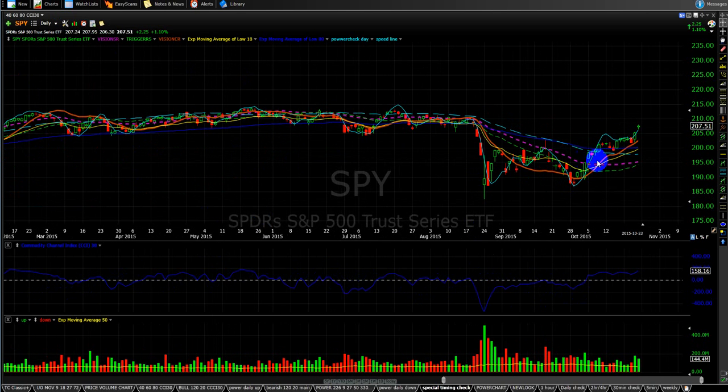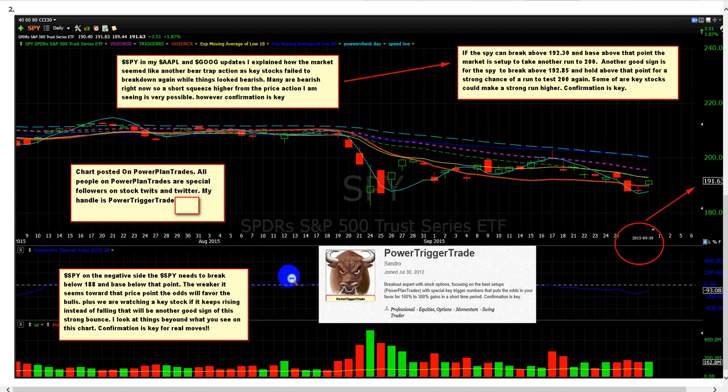Before the market made a move, I made a plan describing what needs to happen, and when it does, the move it would have. That I call a triggered move. 200C. Right over here, it was a triggered move. And I described this. Now look at the date here. And this was posted again on Power Plan Trades. So that's impressive in itself.